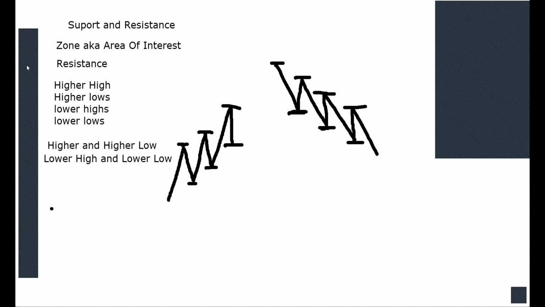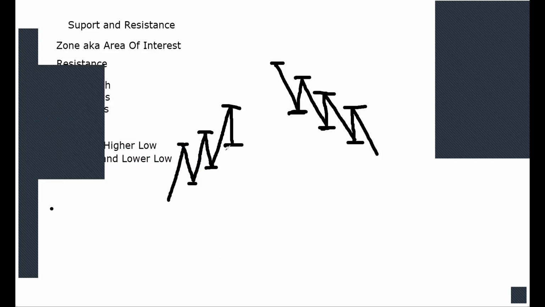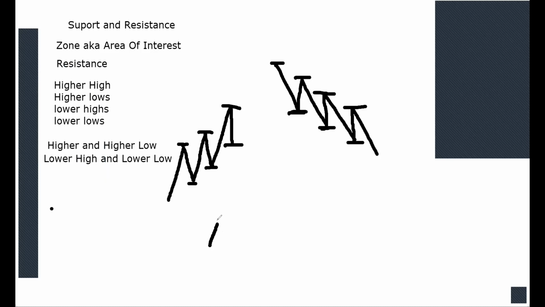Okay, so we're going to do a fresh example. Pay close attention. So let's say the candle is going up. It comes down. It goes up. It comes down. Right? It goes up.